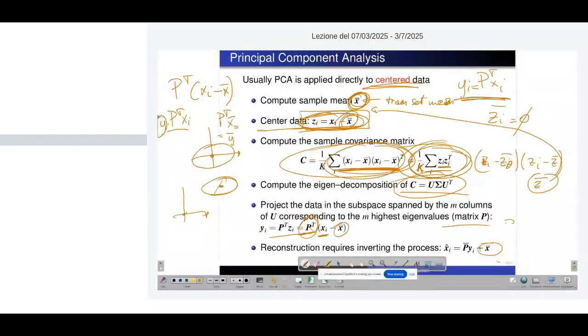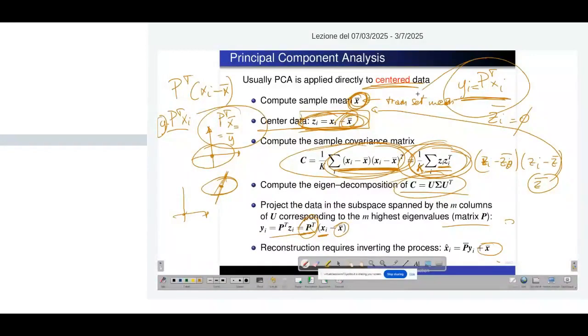Projection is a linear transformation. The mean would not change. So whether I first shift the data and then I project, or if I first project and then shift using the projected mean, would not change the result. We will try to avoid these kinds of things, but these are things that you may find.